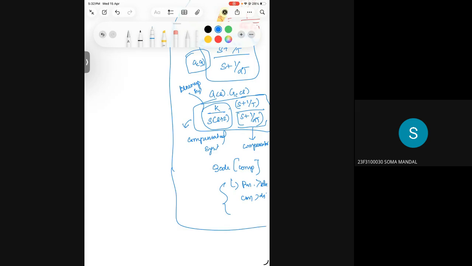Any doubt in this lead compensator technique so far? No doubt? No, ma'am. Okay, fine. I assume that you understood this. I will move on with other. We will implement it then. Okay.